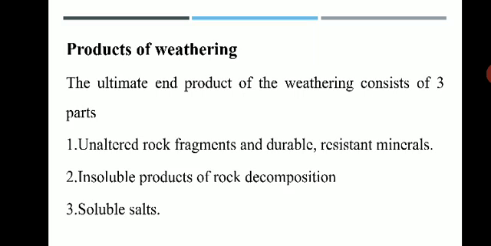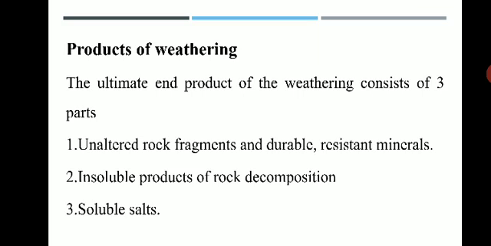Then for chemical weathering, what are the factors which are favorable for the decomposition of rock? They are the warm and humid climate, low-lying areas, then rock containing chemically reactive minerals like calcium, magnesium, sodium, iron. So they are more susceptible to chemical weathering. If the rock contains such minerals, they are more susceptible to chemical weathering.